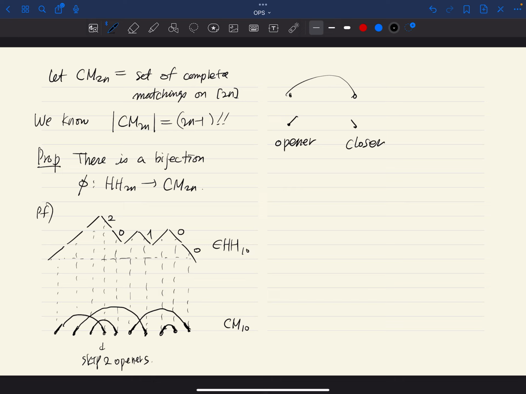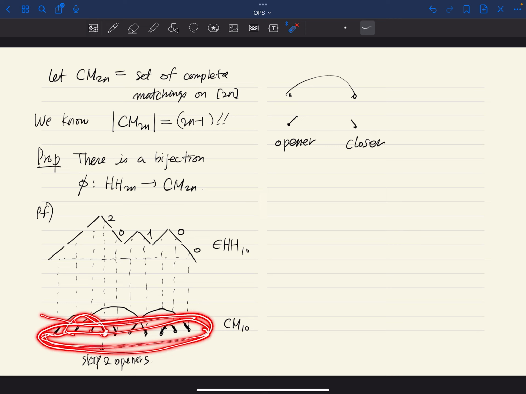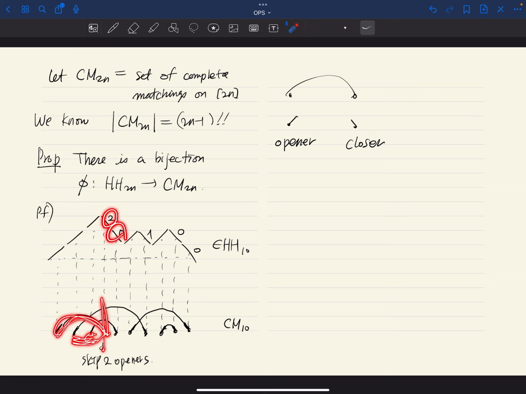And this is a bijection. If you think about it, you will be convinced that it's going to be a bijection, because you just look at the local configuration, and each time you see where you connect the dot. So the local configuration will determine the shape of the path, and how you connect the dots, how many openers you skipped at each step, will give you the labels there. So it will be a bijection.